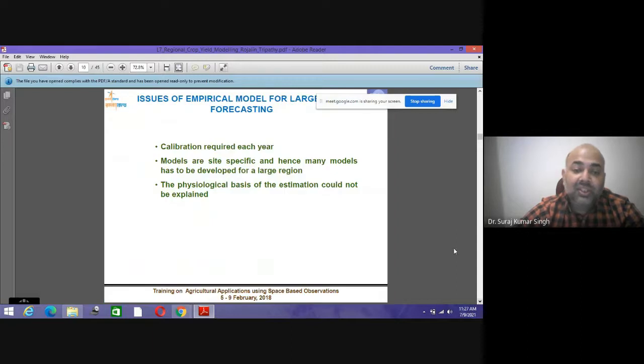level prediction. So generally the issues when you are going for large scale forecasting is that calibration is required for each year. Models are site specific, and hence many models have to be developed for a larger region. These are some of the demerits that we are suggesting, and the physiological basis of estimation could not be explained.